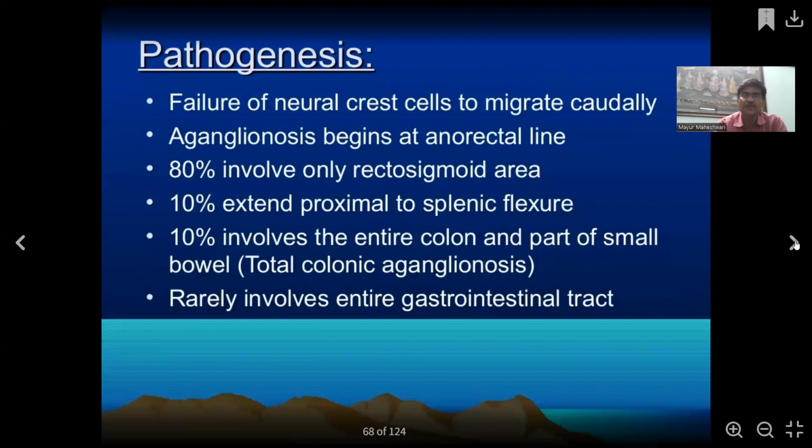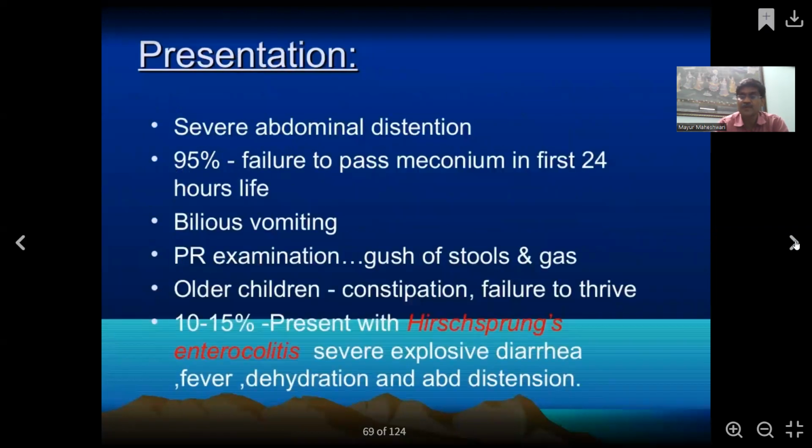Pathogenesis includes failure of neural crest cells to migrate caudally. So aganglionosis begins at the anorectal line and it is carried forward upwards. 80% of cases involve only the rectosigmoid area, 10% extend proximal to the splenic flexure, and 10% involve the entire colon and part of the small bowel, that is total colonic aganglionosis. Rarely it involves the entire GI tract also, that means from esophagus, stomach, right to the anorectal junction.